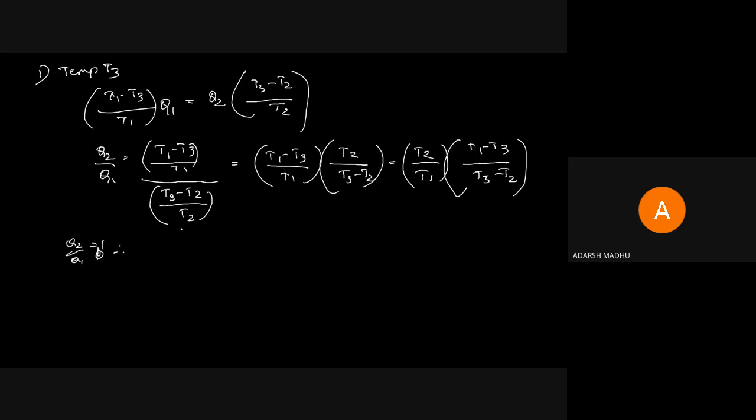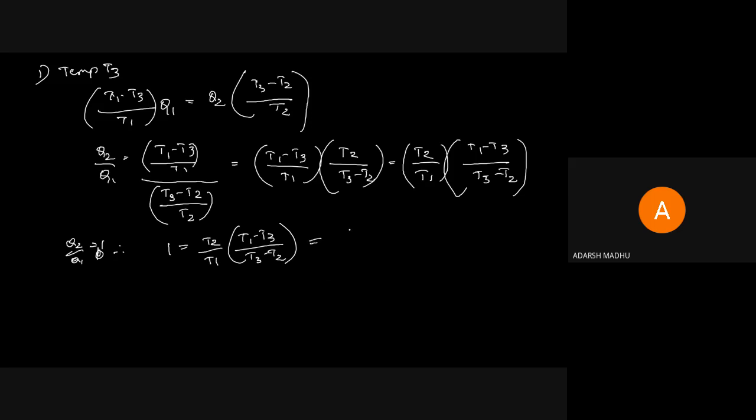Therefore the equation can be written as 1 equal to T2 by T1 into T1 minus T3 by T3 minus T2. So the only unknown value here is T3. T1 is given and T2 is given, and the only value you want to find out is T3. So please find the value of T2 by T1.